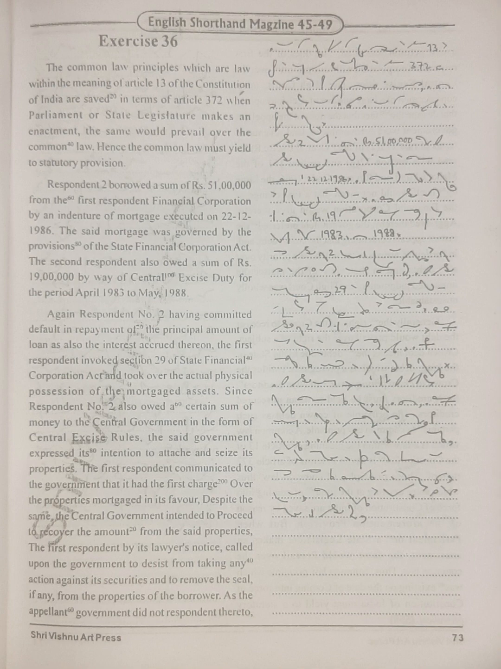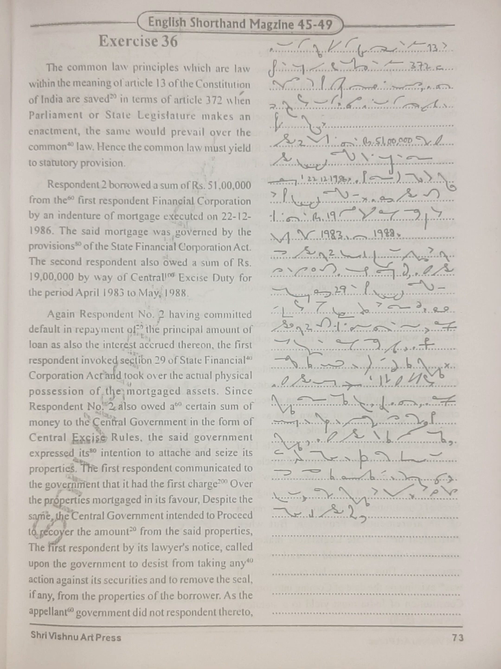Respondent 2 borrowed a sum of rupees 51 lakh from the first respondent financial corporation by an indenture of mortgage executed on 22nd December 1986. The said mortgage was governed by the provisions of the State Financial Corporation Act. The second respondent also owed a sum of rupees 19 lakh by way of central excise duty for the period April 1983 to May 1988.